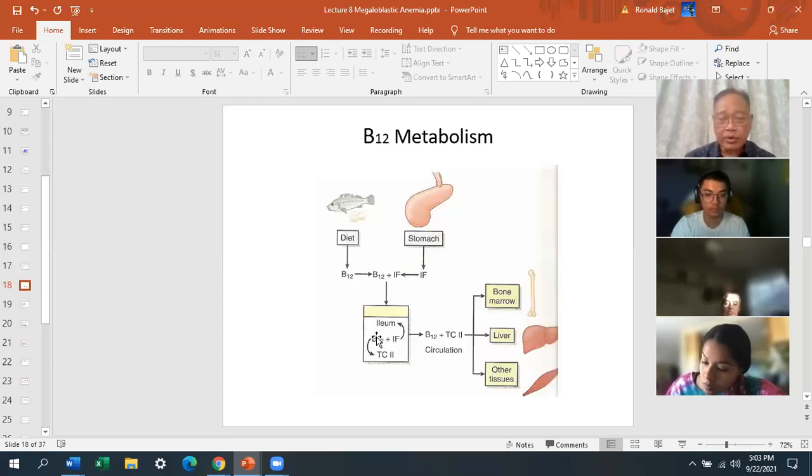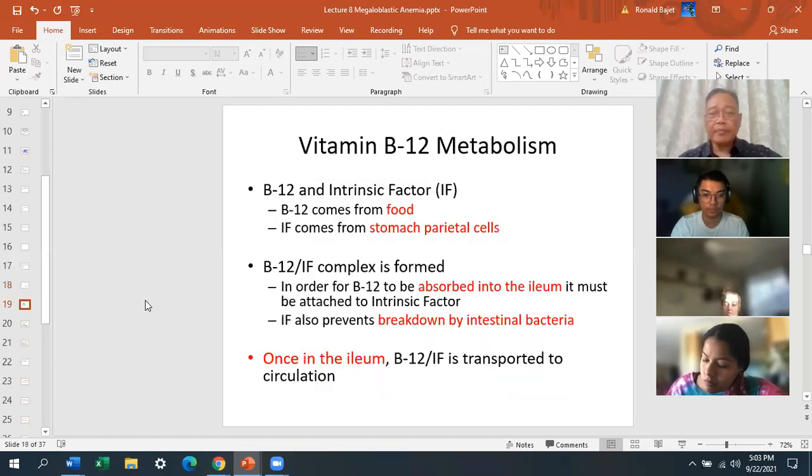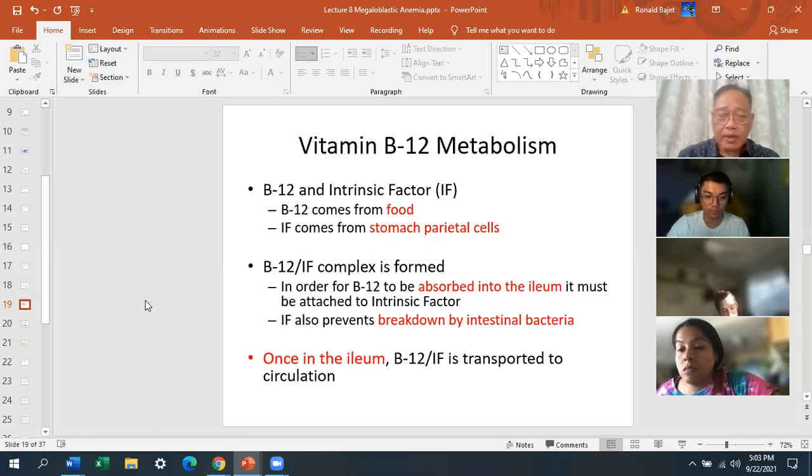All right, so make sure you know this chart. In the ileum, intrinsic factor comes off, B12 comes off and binds transcobalamin 2. Okay, so make sure you know that. So this is the description. B12 comes from food. Intrinsic factor comes from the stomach parietal cells. Then the B12 intrinsic factor complex is formed, and in order for the B12 to be absorbed into the ileum, it must attach to intrinsic factor. Okay, so you have that complex. So it has to be a complex to enter the ileum.